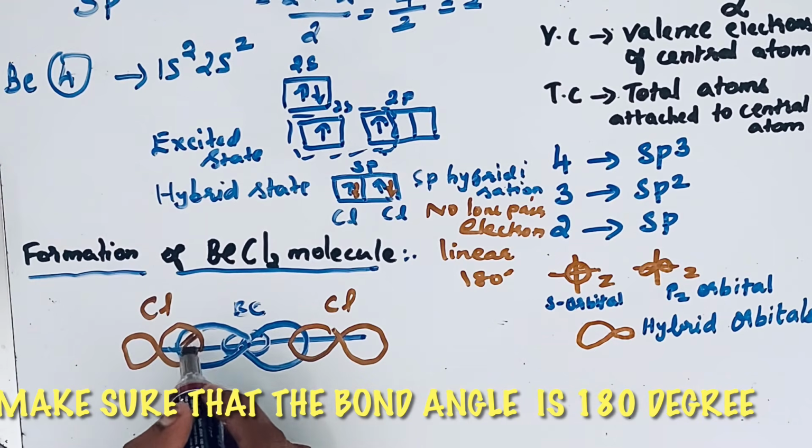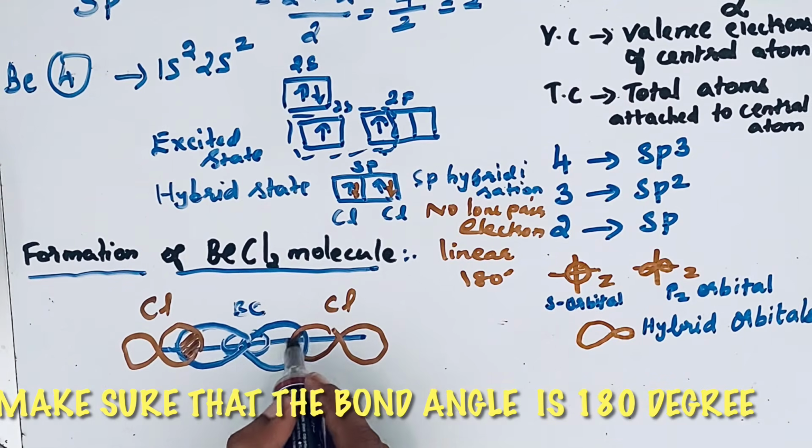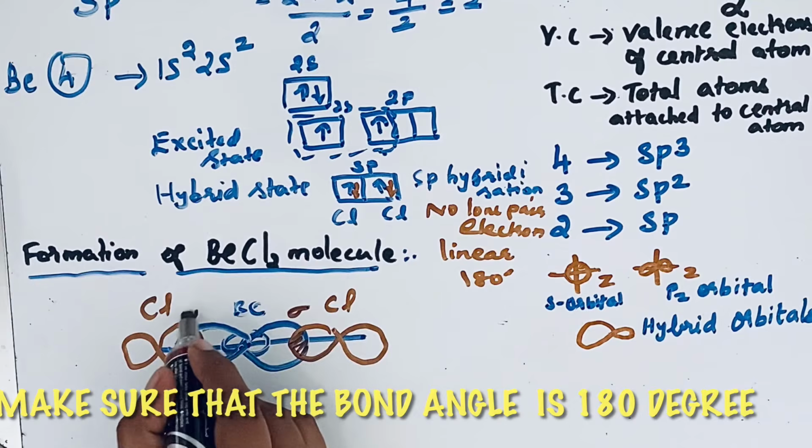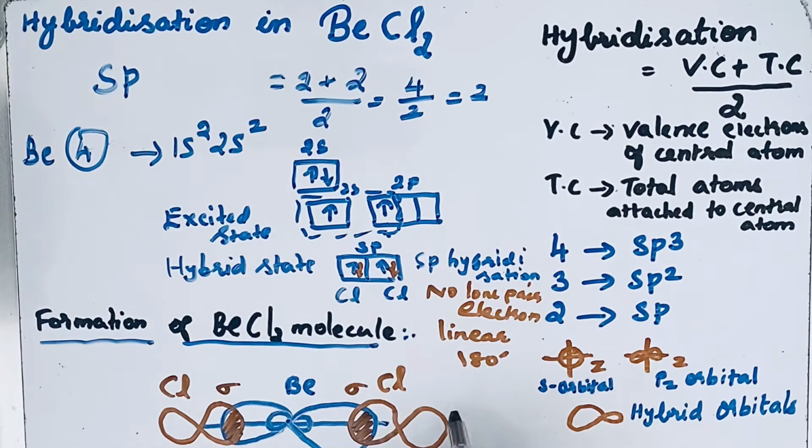So this results in sigma bond formation, sigma covalent. So the angle is 180 degrees. In the BeCl2 molecule, the hybridization is sp hybridization. There is no lone pair electrons. The shape is linear and the bond angle is 180 degrees.